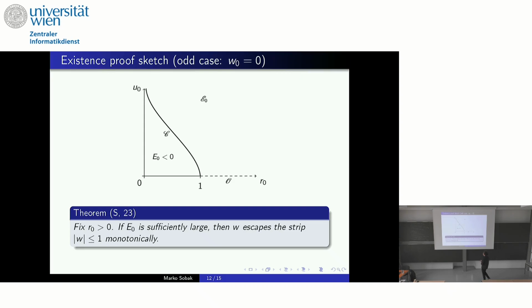So here we have to fix R0, and then if the energy is sufficiently large, then W will escape the strip monotonically, or in other words, if we go high enough up here. So if you look at the formula for the initial energy, we're assuming that W0 is equal to 0, and R0 is fixed. So somehow taking the initial energy large is the same as taking U0 large. So if we go far enough up, we will be in E0.